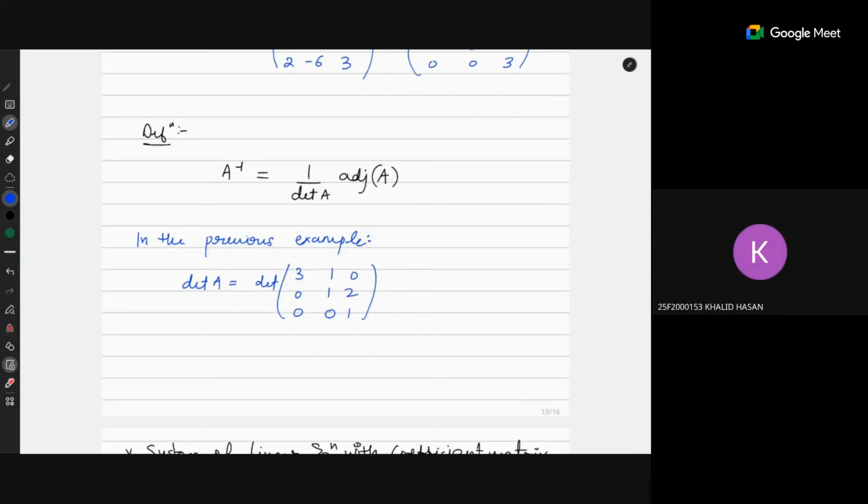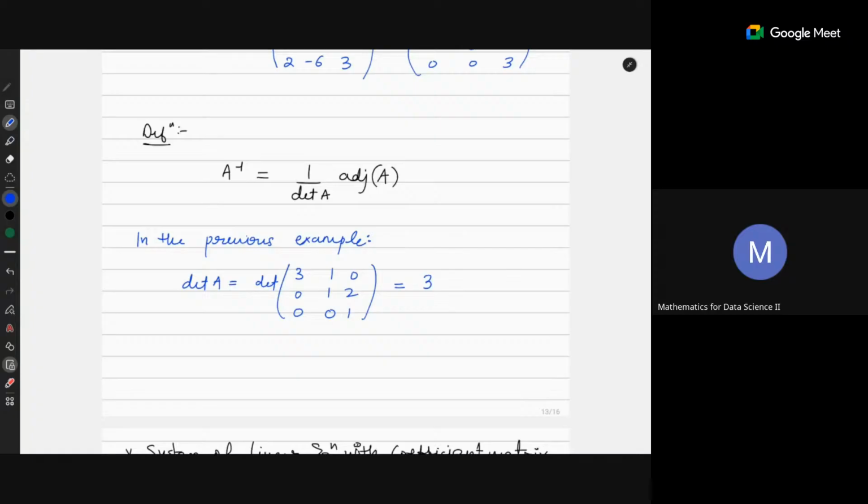Sir, we can also expand it along the first column, right? Yeah, you can expand along the first column. You will get the same result. It doesn't matter; you can expand along the first column or the last row. Either way, you will get 3 as the answer.